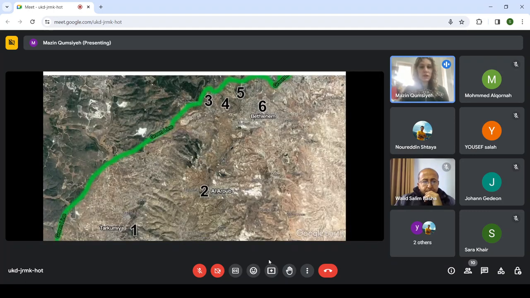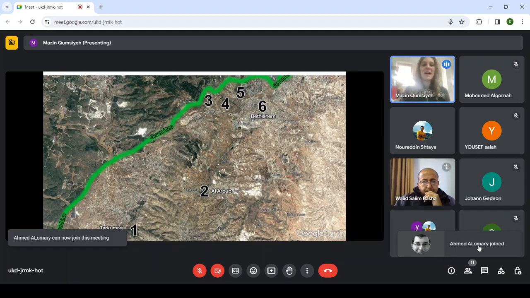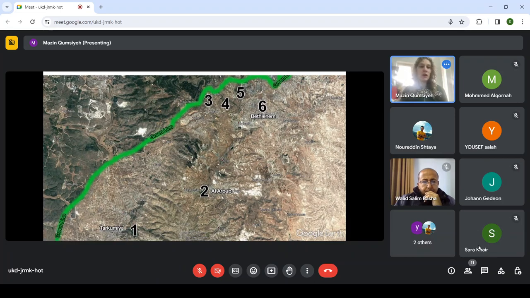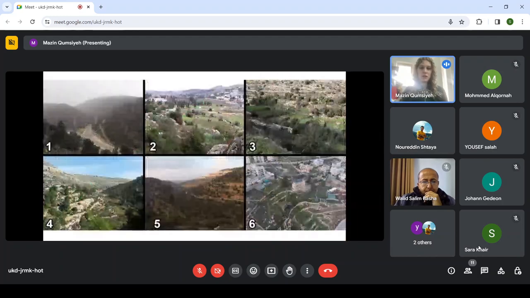So these are the sites that we gathered fungi from. Most of them are Bethlehem, although we did gather from as far south as Hebron. So these are the six sites that we gathered samples from. And here we can see some landscape shots of them, right? So generally speaking, you're going to find fungi in forested areas, meadows, bushes, trees, that sort of thing, because they are almost always in association with plants.